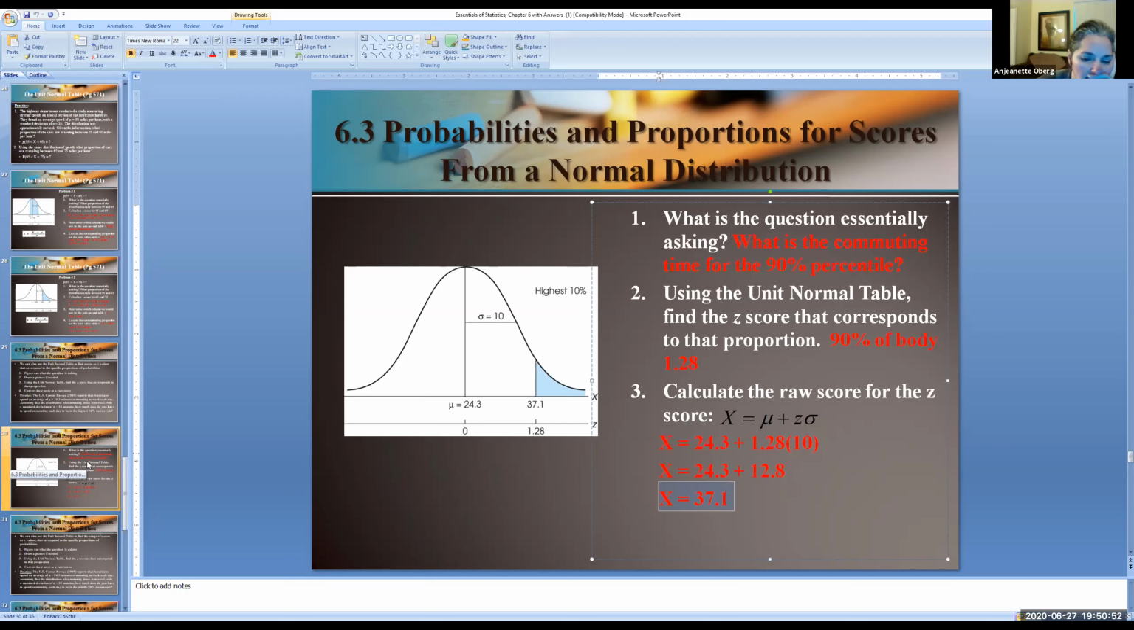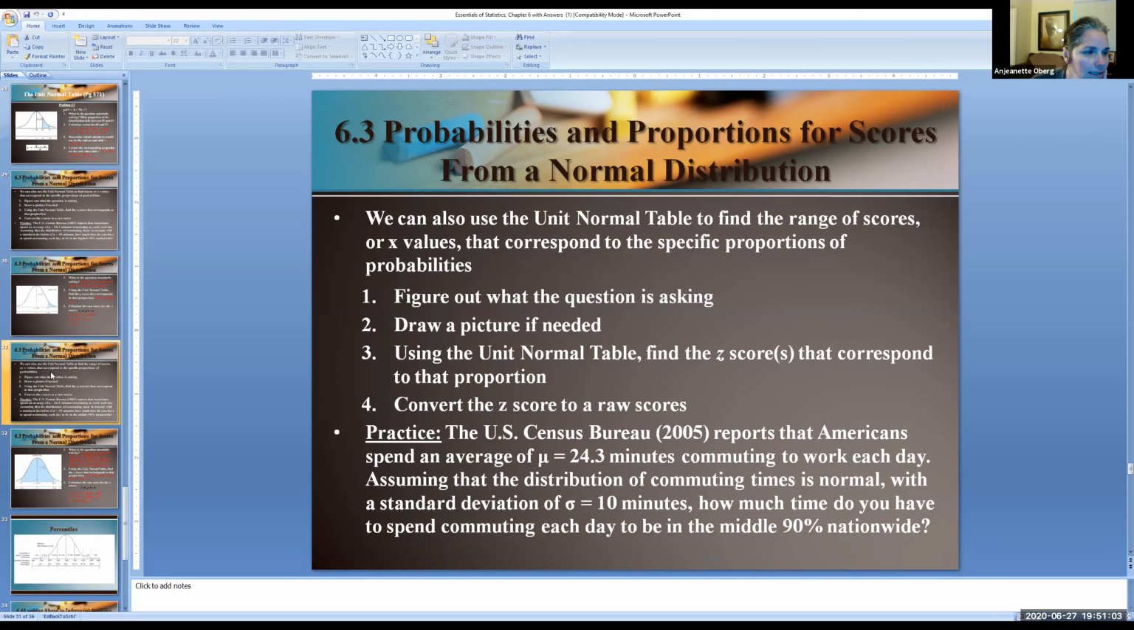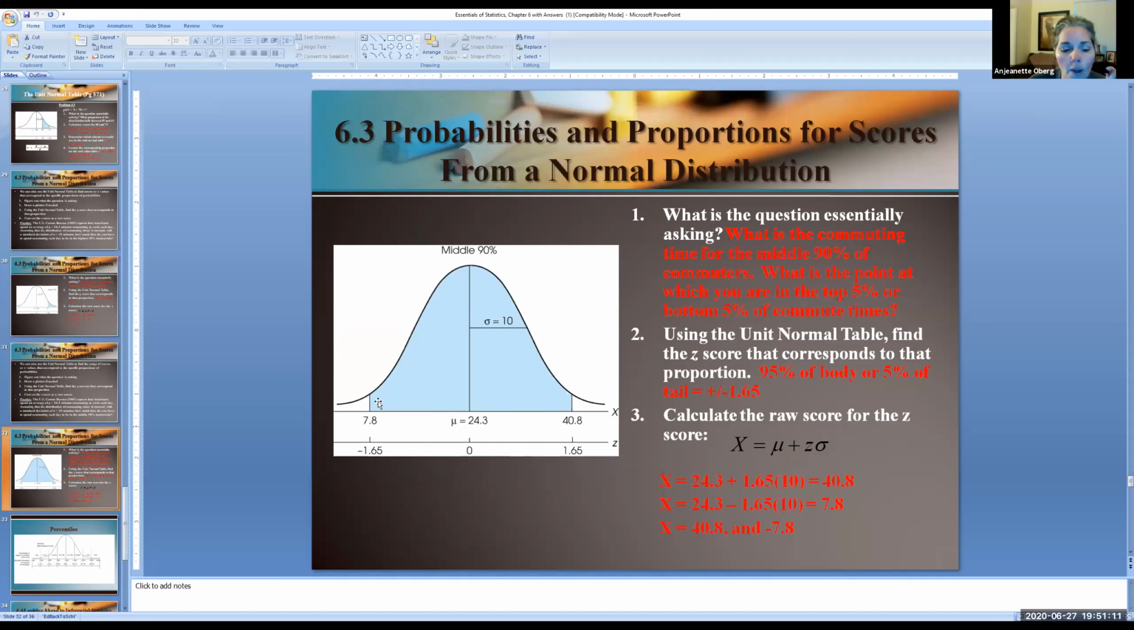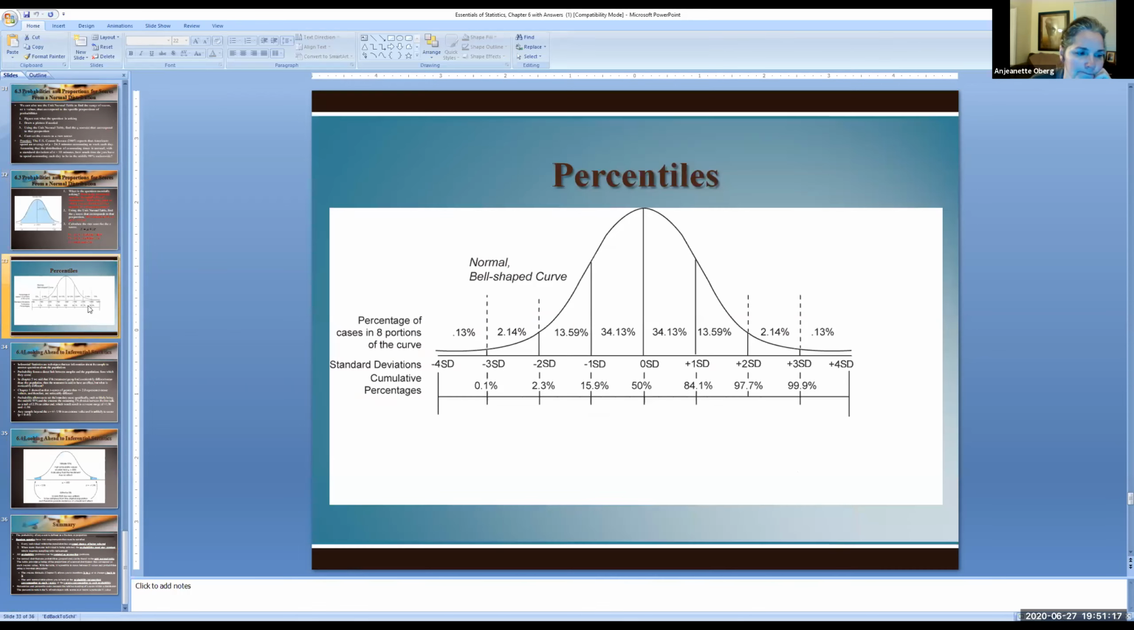So only 37.1, only 10% of the population drives longer than 37.1. Okay. So let's see, what else is it going to go through? We can also look at finding a range of scores for X values. So what's the percentage of scores that fall between these boundaries, right? Go through the same motions.